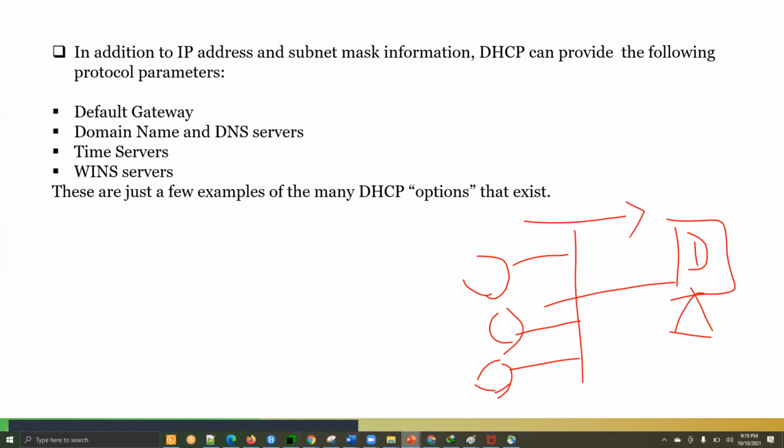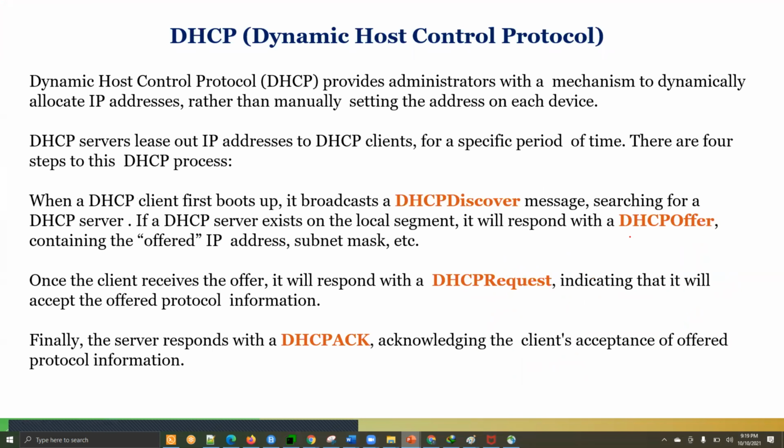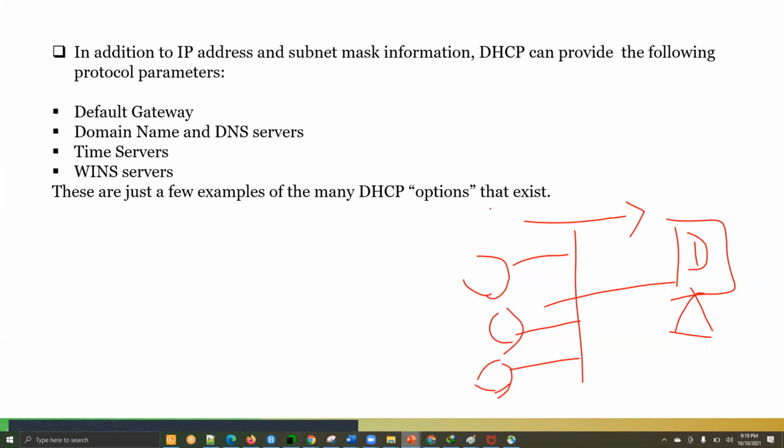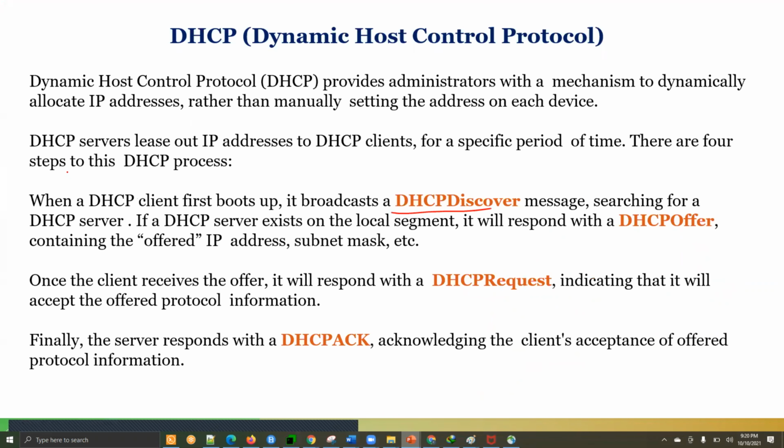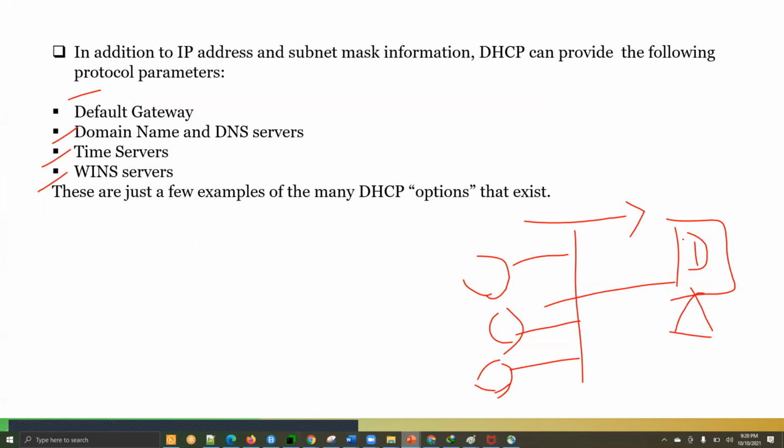First of all, they send the DHCP discover packet to the server. That means they want some sort of IP address, and along with the IP they have some other options as well, like default gateway, DNS, time servers, WINS server, etc. These are the options that may be offered from the DHCP server. So the broadcast packet, the DHCP discover, will go to the server, and then the server will send the DHCP offer.